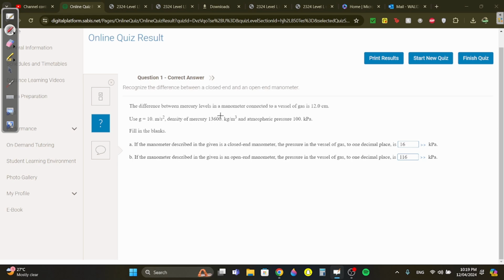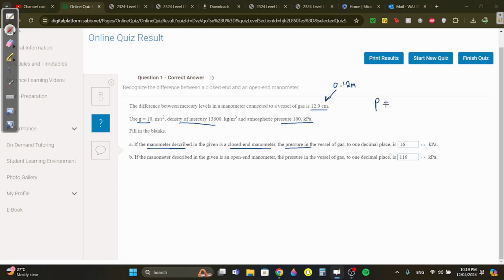The difference between mercury levels is 12 centimeters. Always remember, you have to have that in meters, so this is 0.12 meters. Use g equals 10, the density 13600, and the atmospheric pressure 100. They're asking, if the manometer is closed end, how much will the pressure be?